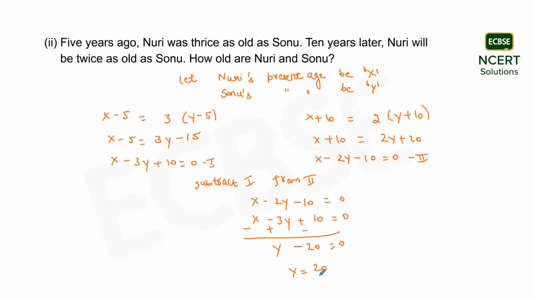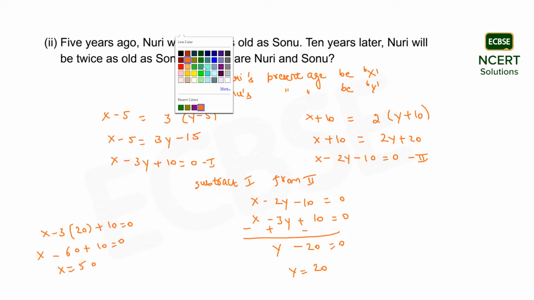So now substitute this value of y in any of the equations, either first or second. Let me substitute this value in the first equation. So it will be x minus 3 into 20 plus 10 is equal to 0. x minus 60 plus 10 is equal to 0, or x comes out to be equal to 50. Means Nouri's present age is equal to 50 years and Sonu's present age comes out to be equal to 20 years. Let me write here.